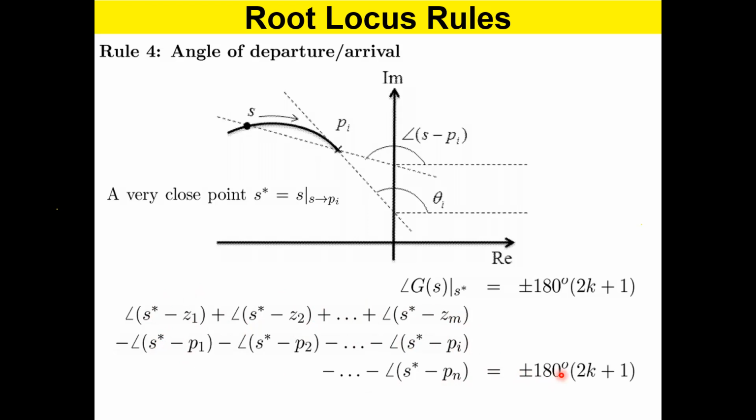Okay. Now, when S star is very, very close to Pi, this angle is the angle of departure. For all the other terms, you substitute Pi for S star because it is very, very close to Pi. So you can say this is Pi minus Z1, Pi minus Z2, Pi minus Zm, Pi minus P1, Pi minus P2. Don't write Pi minus Pi here, because then it becomes 0. Here what you say is this is the angle of departure, theta I. And then continue until Pi minus Pn.